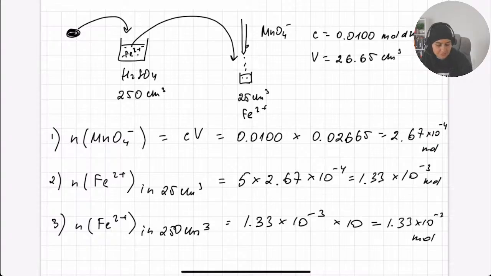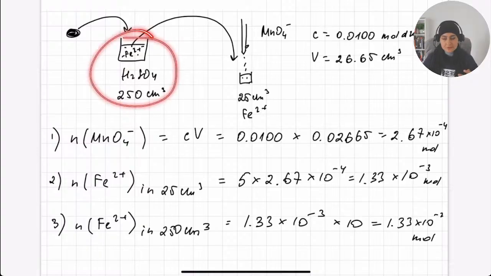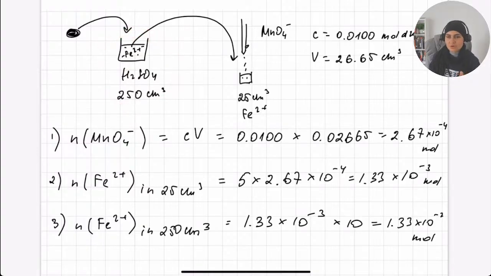The concentration, by the way, is the same, right? Because I didn't add water, I didn't change the solution. But the moles here are 10 times larger, just because the volume is 10 times larger, so it would have 10 times more moles. Well, yes, and that's it.